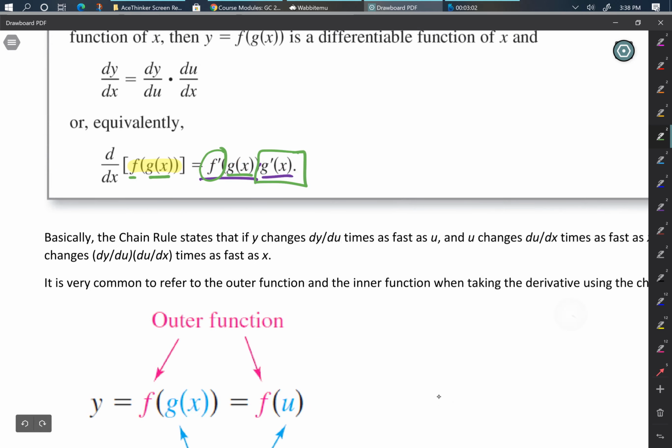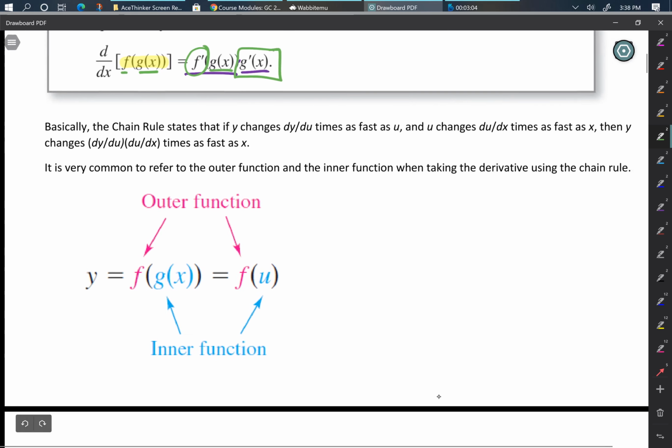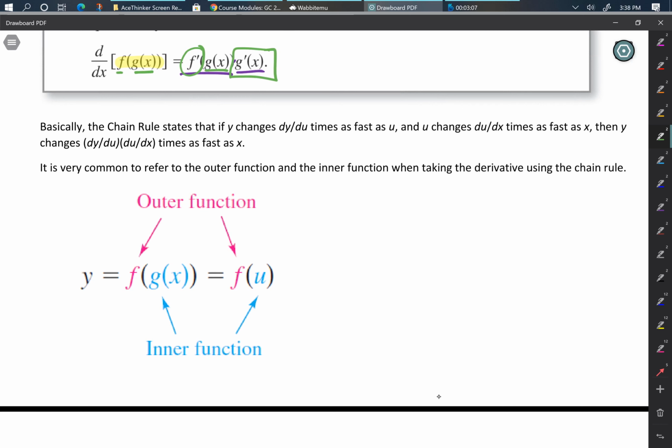Okay? So basically what's going on here is the chain rule is talking about the rate of change of y with respect to u, and the rate of change of u with respect to x. And it says if y changes dy du times as fast as u, and u changes du dx times as fast as x, then the change of the entire thing is the rate of change of the first part times the rate of change of the second part as fast as x.